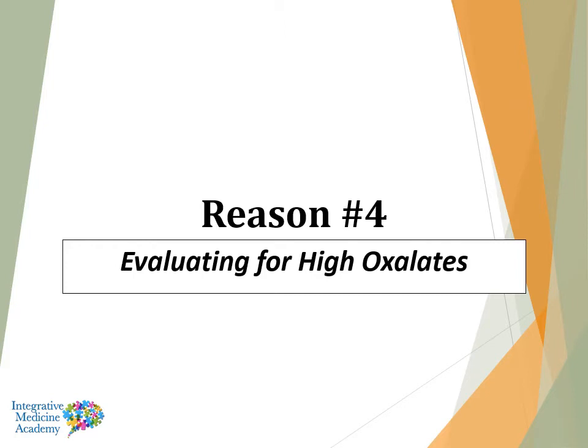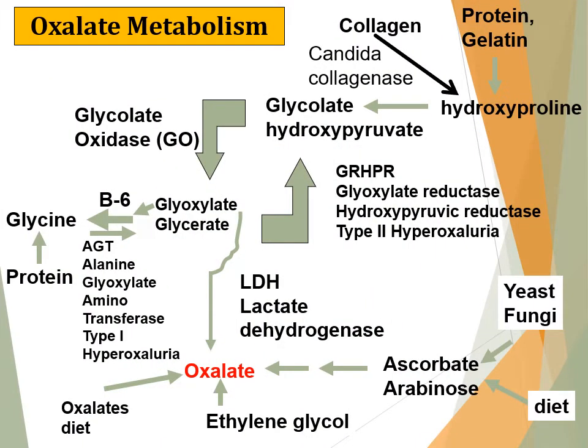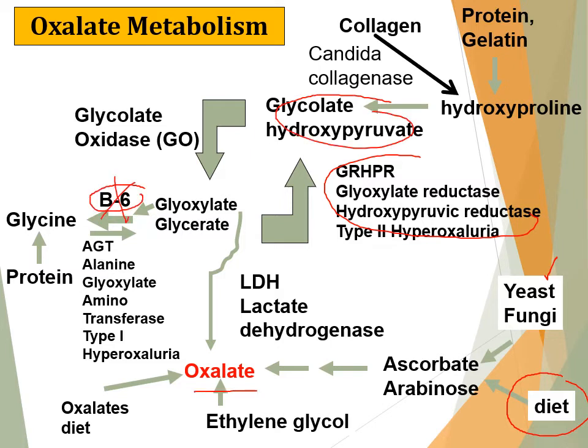Reason number 4 for the organic acid test from Great Plains is evaluating for high oxalates. Oxalates are organic compounds that come from many foods. We know that diet is the #1 source of oxalates, but we also know that yeast and other fungus can produce oxalate as well. There are genetic factors that are linked to oxalate imbalances. B6 deficiencies can also create an oxalate accumulation issue.